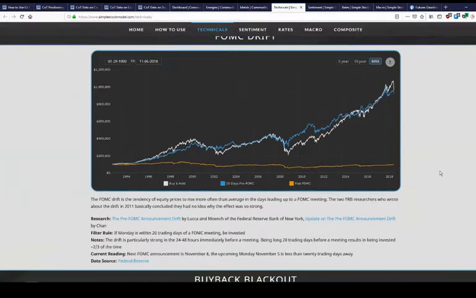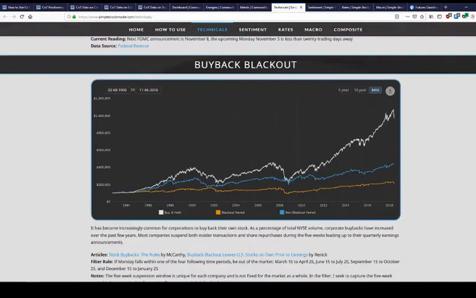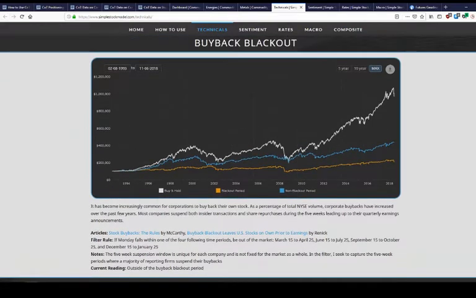FOMC drifts, so we've got an FOMC meeting later this week, and historically the S&P has exhibited this tendency to rise more often than not pre-FOMC. So we're definitely in that period right now. We are outside of the buyback blackout period, as most of these companies have reported earnings, and in 2018 buybacks are a massive thing, and that was probably a contributing factor to last week's rip.